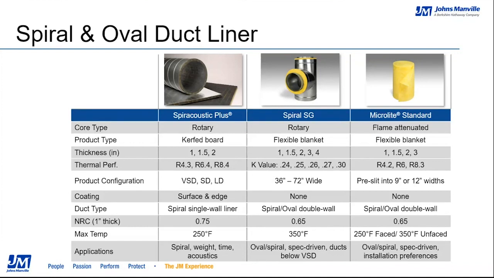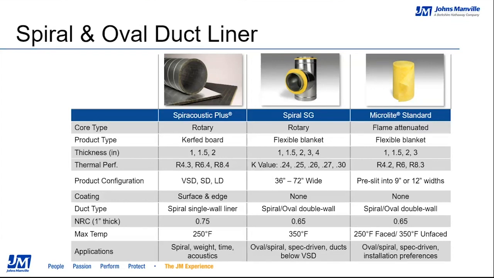Our Spiral SG product is a double-wall fiberglass blanket that comes in 1 inch all the way up to 4 inches thick. We measure that in K value, which is the inverse of R. It's just a different way of looking at a fiberglass blanket from a thermal performance standpoint, with different densities that we utilize. We can go from 36 inches all the way up to 72 inches. Then it's spec driven. Double-wall spiral duct has been a tried and true solution for years and years in the market, and it's a great solution, and we have an offering for both.